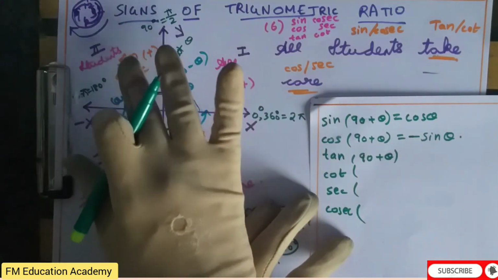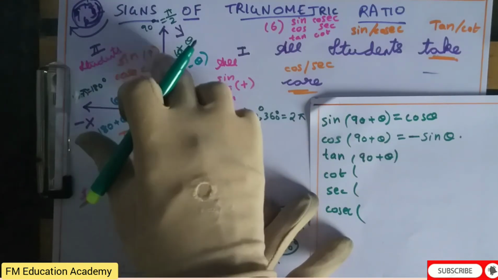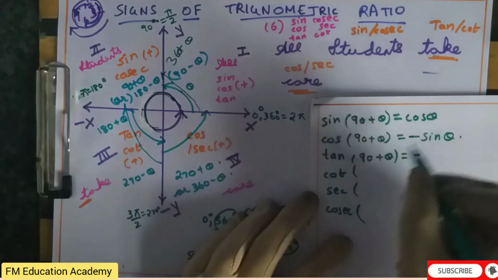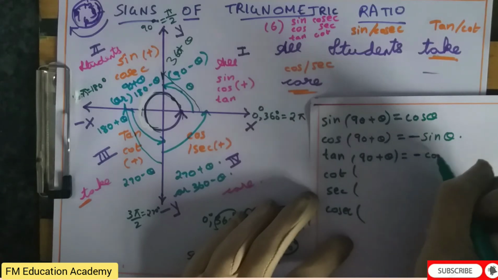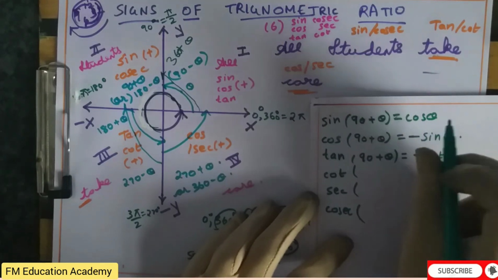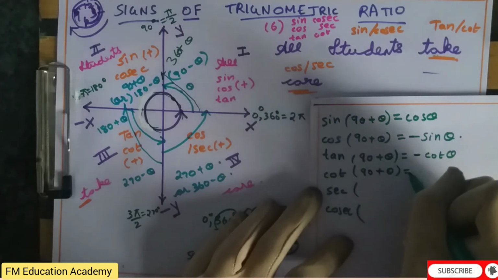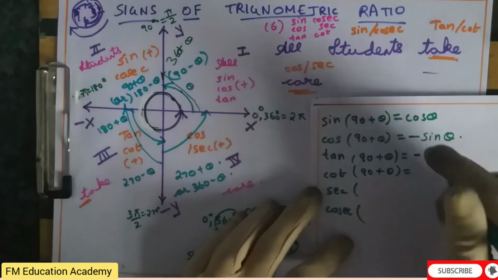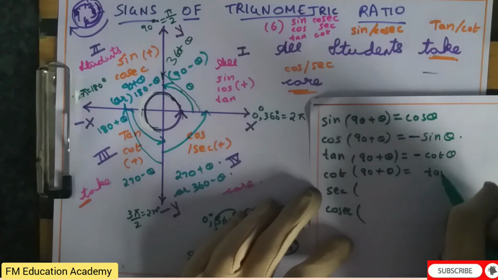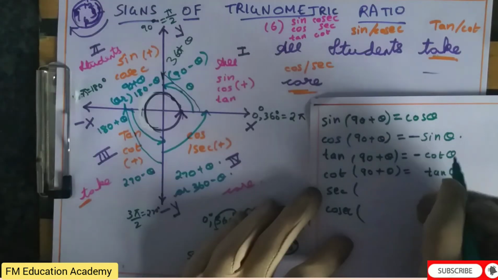Tan is negative in the second quadrant. Only sin and cosecant are positive, so it is minus. What is tan 90 plus theta? Cot theta, because we know tan 90 means the trigonometric ratio will change. What about cot 90 plus theta? Cot will change to tan, and 90 plus theta means again cot is negative in the second quadrant, so minus.